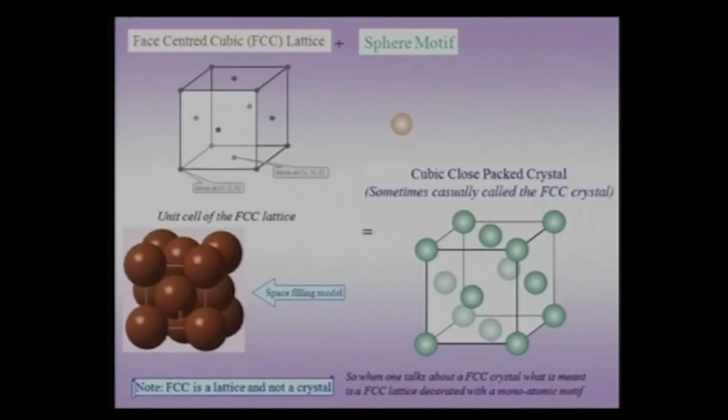The next crystal we consider is made out of the face centered cubic lattice, and as I mentioned before, when I say in isolation the acronym FCC, it refers to a lattice and not to the crystal.